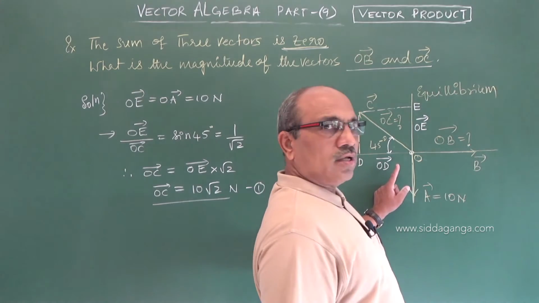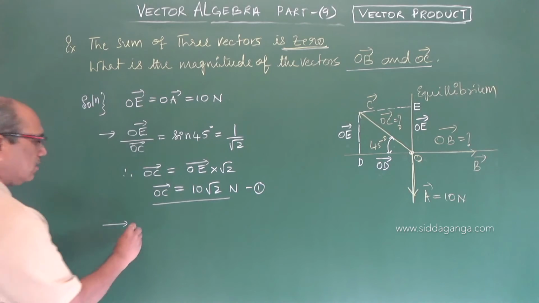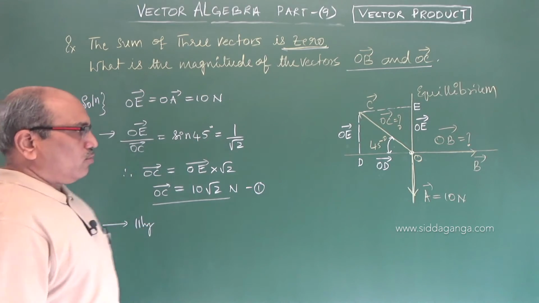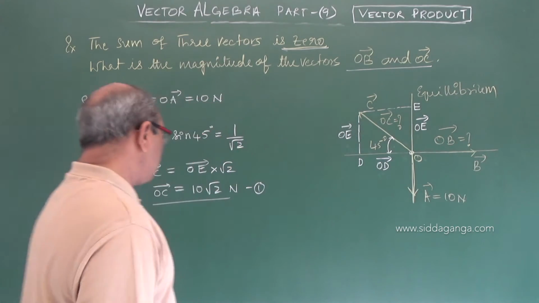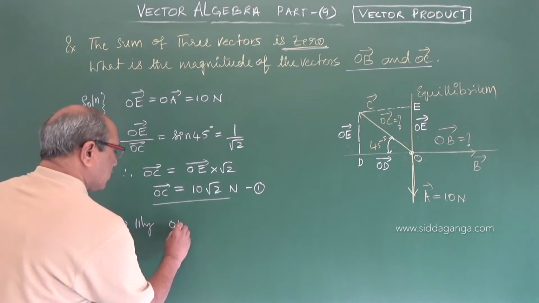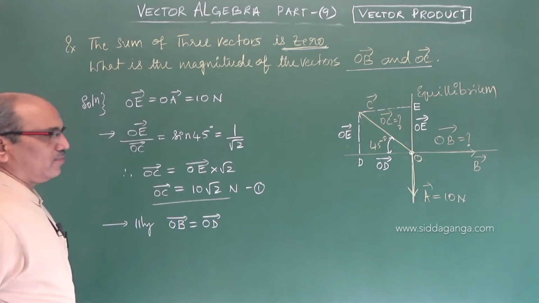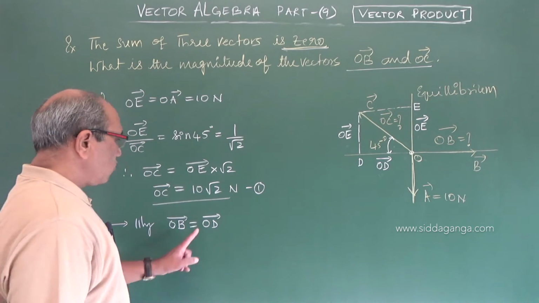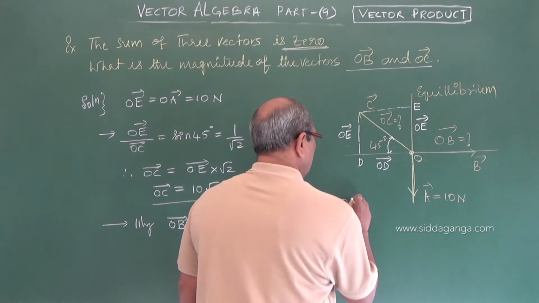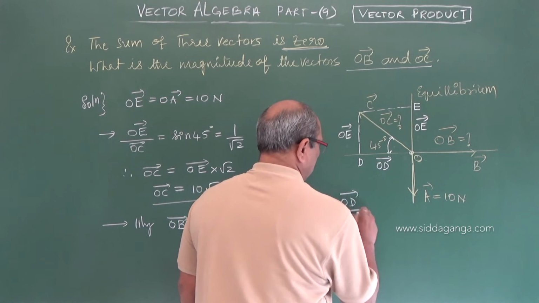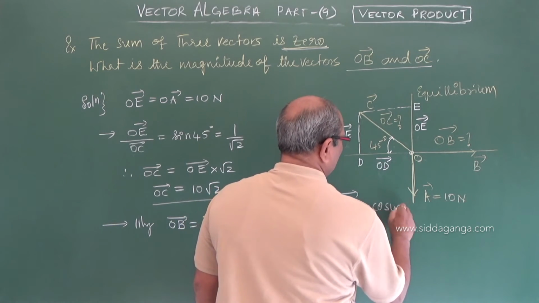Right, I hope. Now, for the second part, similarly, equilibrium means OD must balance OB. That means OB is nothing but OD. I want to get OD. In the figure, OD by OC, I can write here, OD vector by OC vector gives you adjacent side by hypotenuse, which is cos 45.